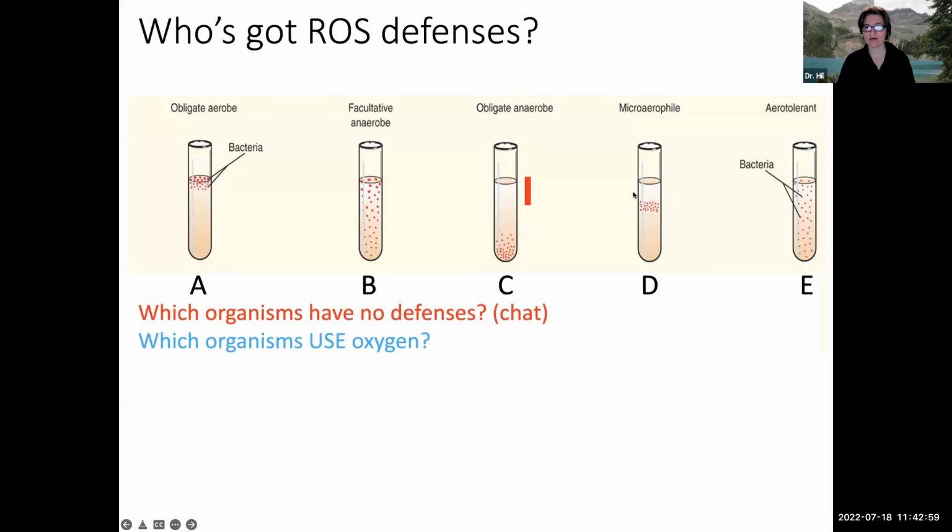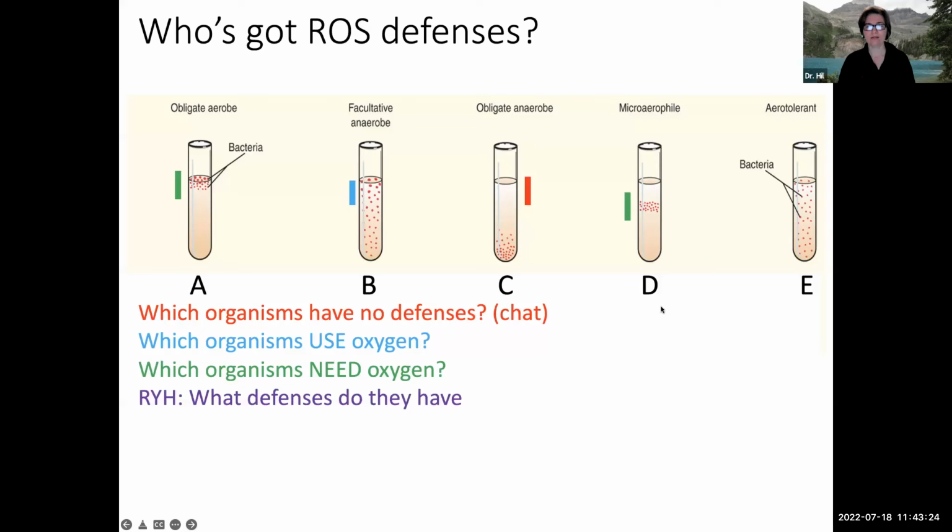Okay, and we know that they are using oxygen because if they didn't need it, they would be alive down here, but they're not. How do we know these guys are using it? Well, they're growing faster at the top, which means they're using oxygen. Who needs oxygen to survive is clearly A, but also D. Again, anybody who's not growing at the bottom.